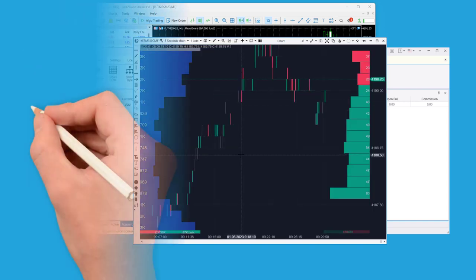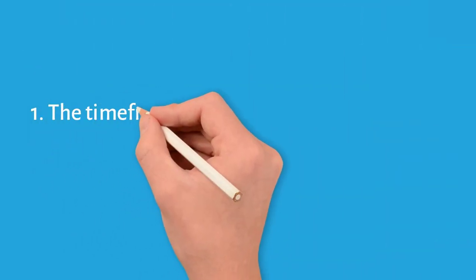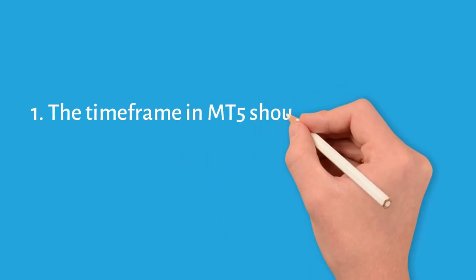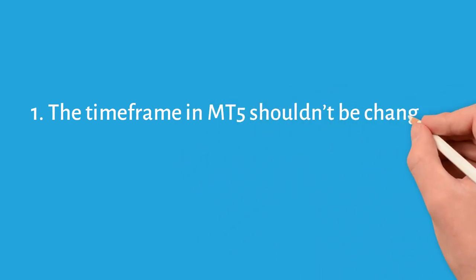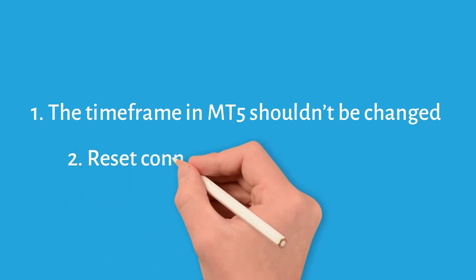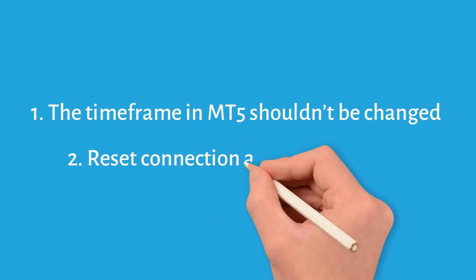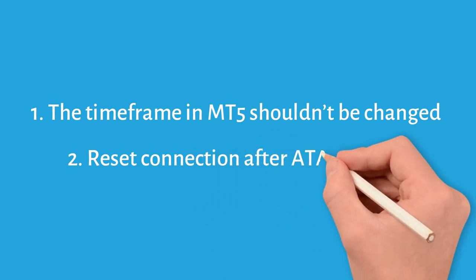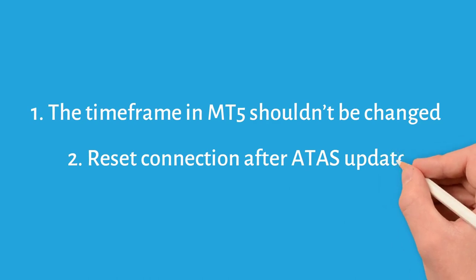There are 2 important details to keep in mind. You shouldn't change the time frame on the chart in MT5 to which the expert advisor has been added, otherwise the online data will stop coming. After each update of the ATAS platform, you need to update the advisor files following the instructions shown. It isn't difficult at all. If you have any problems connecting the ATAS platform to MT5, please contact support.